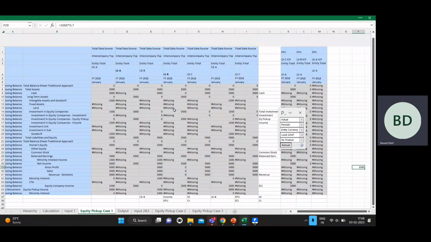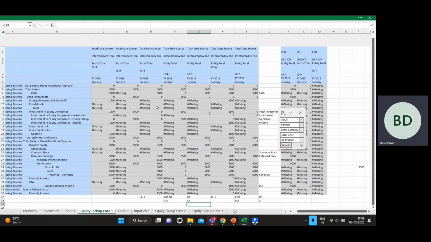Okay, so as you can see here, what is happening in this case is that whatever figures are coming with the C company, it is now coming under equity pickup. That is what I said to you with the general entry, debiting the equity pickup account and crediting the ECI. ECI is the equity company income. So as you can see, we have 3,500 as ECI, and we also have equity pickup.